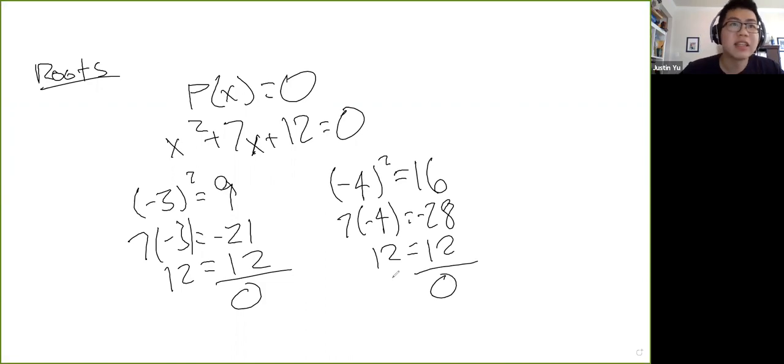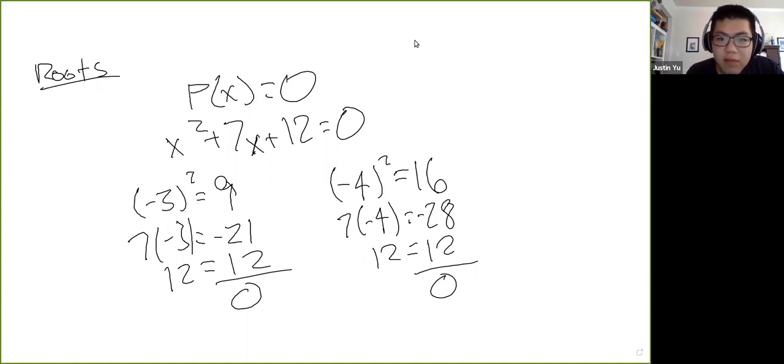Yep, it equals 0. Good job, everybody. Are there any others? Any other things that we can plug in here? I see a lot of no's. So what you're telling me is that there are only 2 solutions here. The degree of this polynomial is 2. That's interesting. Let's keep that in mind.